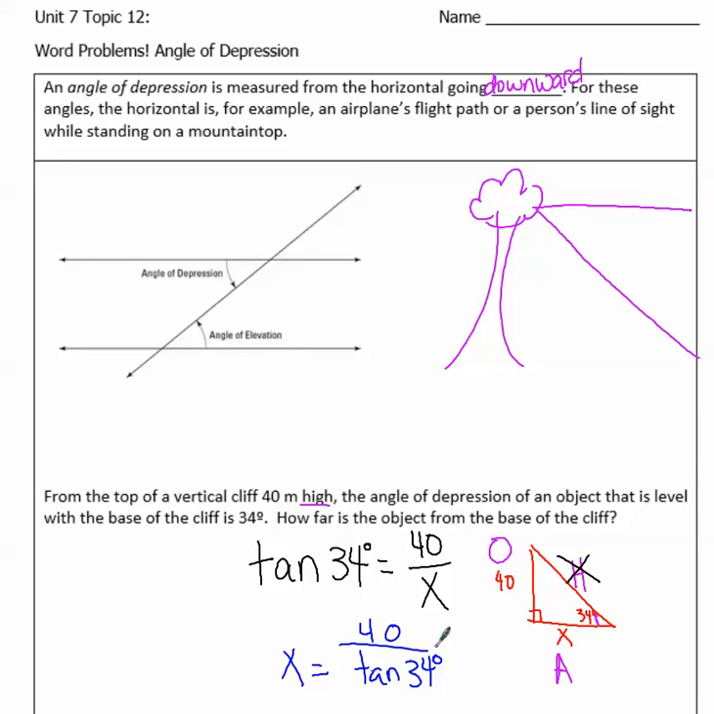We just need to go to our calculator and put it all in at once. Make sure you're in degree mode. So 40 divided by tangent of 34, and that gives me 59.3. It doesn't tell me how to round, which is unfortunate, so I'm going to pretend it said to the nearest meter. That object, I don't really know if it's a pebble, is 59 meters from the base of the cliff.